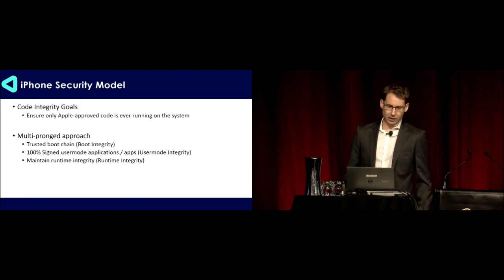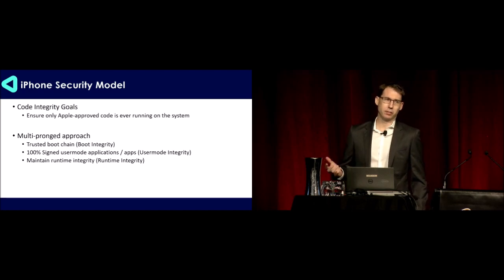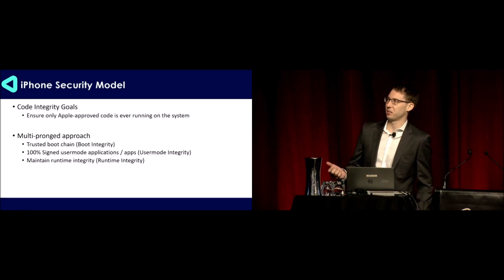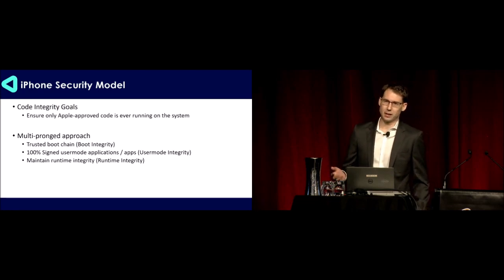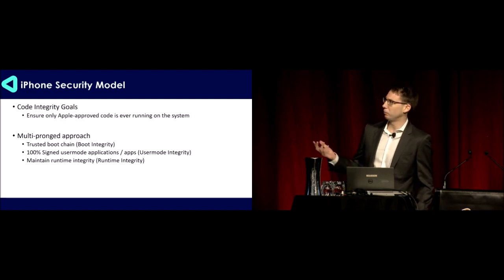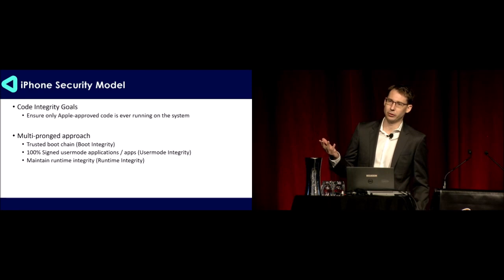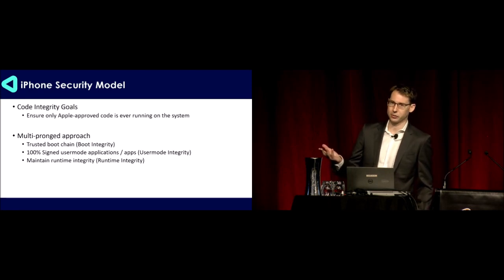With code integrity, the idea with the iPhone ecosystem is that only Apple-approved code is ever run on the system. And this is quite an impressive feat, really. To achieve it, they take a multi-pronged approach. They have a trusted boot chain, because if you can't trust your kernel or anything below it, then you can't really trust the rest of the operating system at all.